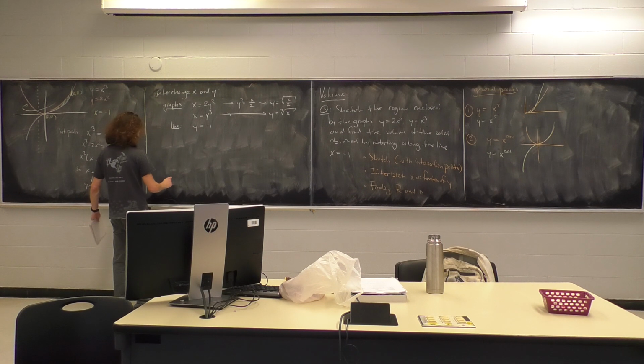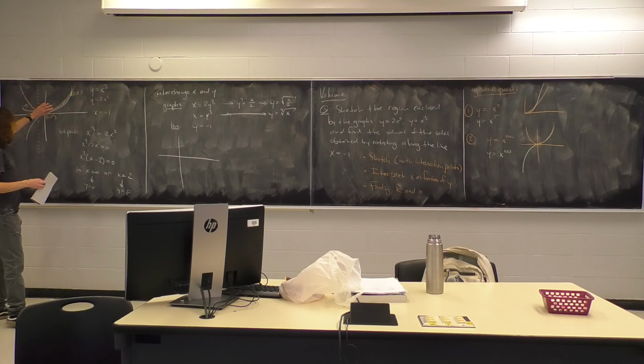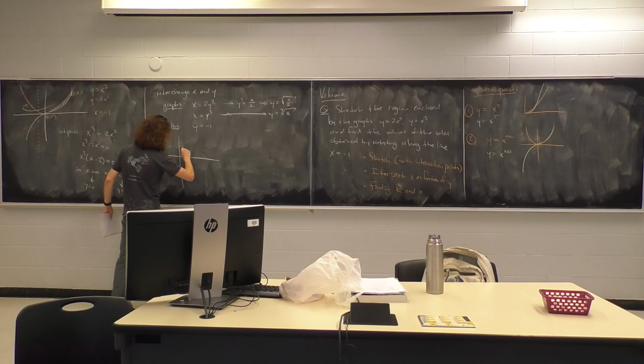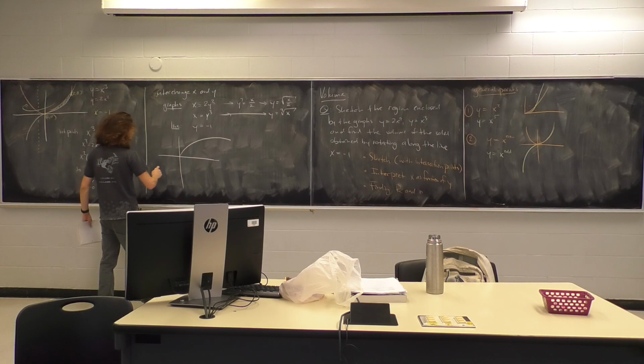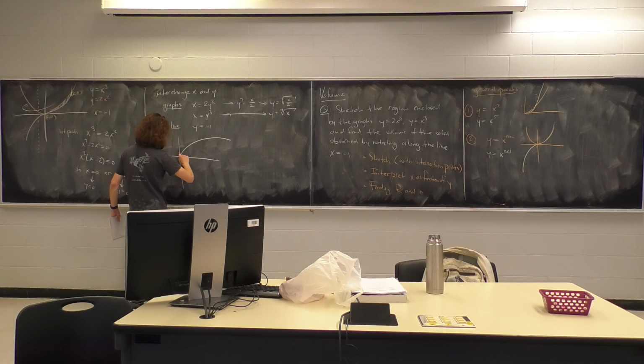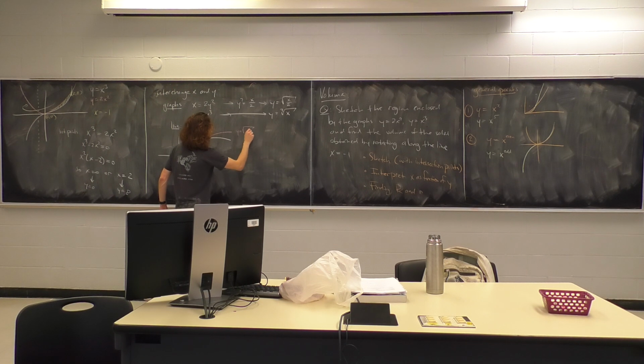And just a quick sketch. Essentially, we're flipping this picture. So it'll be something like this, and like this. So this will be y equals square root of x over 2. Y equals cube root. Question?